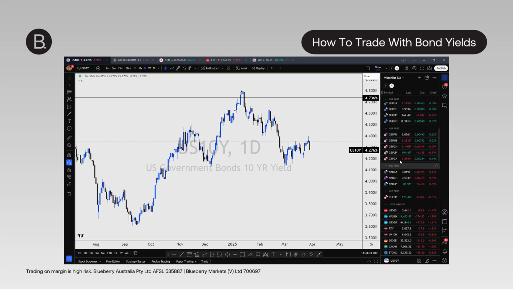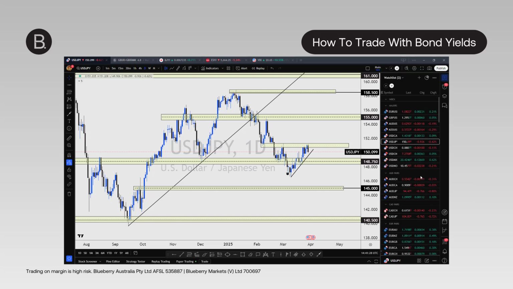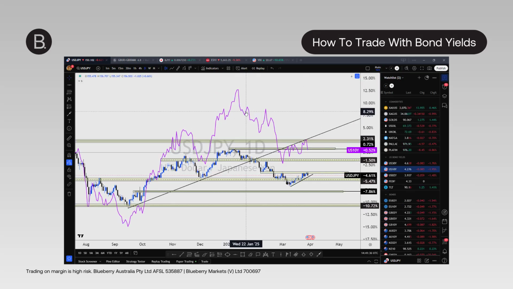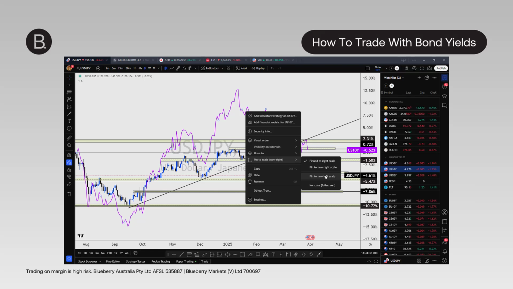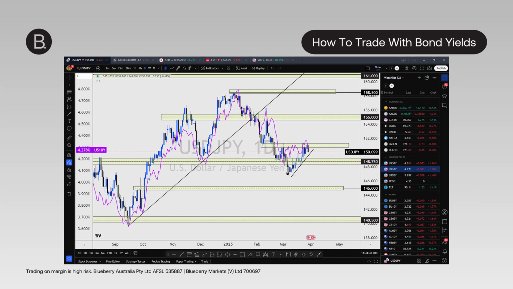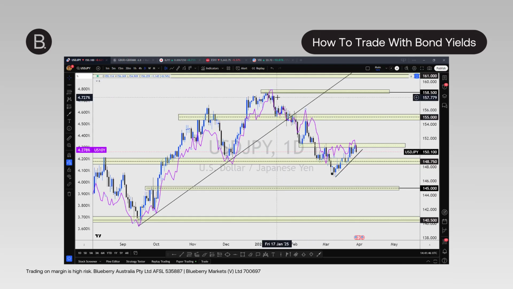Well, if I go to US dollar Japanese yen, okay, and if I scroll back down to the US 10-year yields, and if I just right click on it, add US 10-year to compare, okay, and then what I'm going to do is just pin that to a new left scale, and then you're just going to hit regular on both of the axes there. So what you'll see, or what typically happens in the market, is that the bond yields go first, okay, and then the currency follows after.